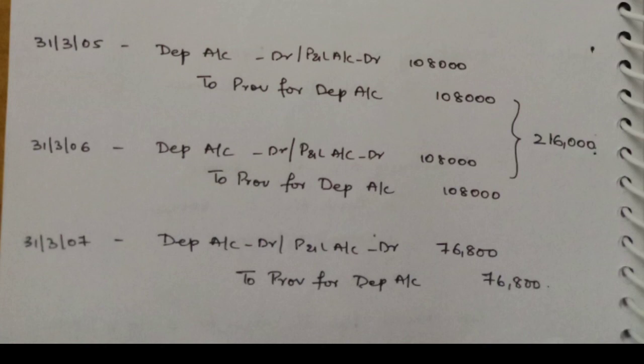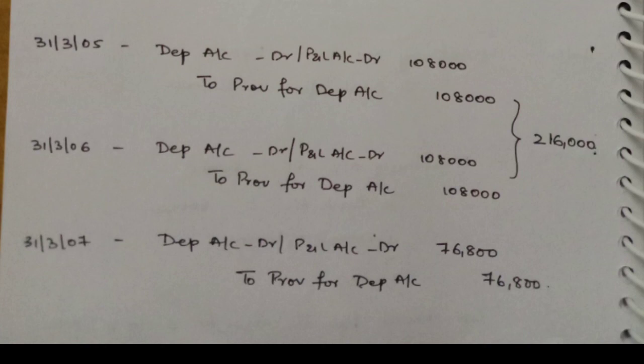you need to record. P&L account debit, see they are asking for the P&L account also, right? The charge to the P&L account for the year ending. So you can record separate entries. Take a note of it, I have not given it here. Depreciation account debit to provision for depreciation account, one entry. And the next entry is P&L account debit to depreciation account. If you prepare the P&L account, depreciation will come on the debit side of the P&L account. So now you have to debit the P&L account: P&L account debit to depreciation account.